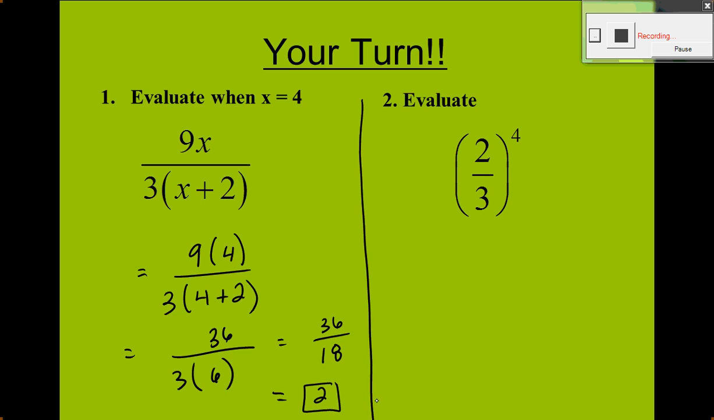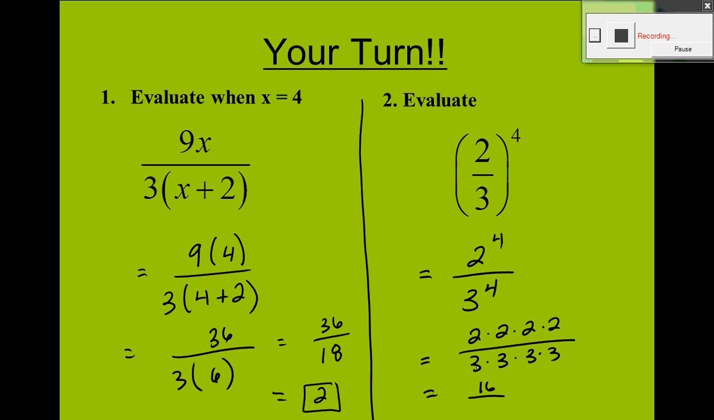Beautiful. On this side, we're going to take 2 to the 4th all divided by 3 to the 4th, which gives us 2 times 2 times 2 times 2 on the top, and 3 times 3 times 3 times 3. 2 times 2 is 4, times 2 is 8, times 2 is 16. On the bottom, 3 times 3 is 9, times 3 is 27, times 3 is 81.